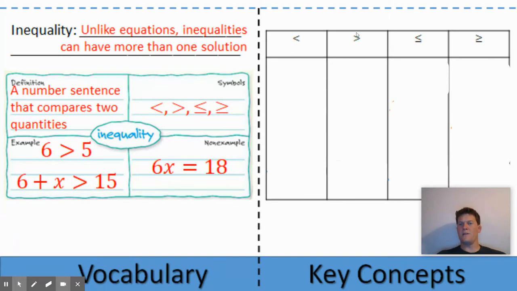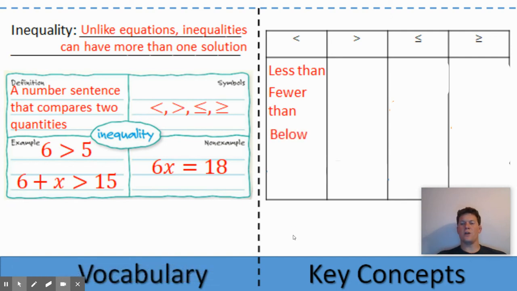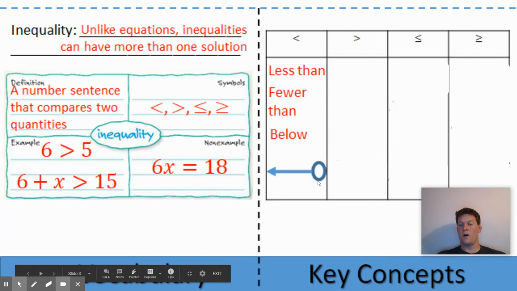Let's break down these different symbols for some of the different phrases you might see them. For example, this less than, well, obviously it's less than, but it could also be called fewer than or below. If we were to graph this on a single number line, a one variable number line, we would put an open circle on our solution on our number, and we would have the line going towards the left.